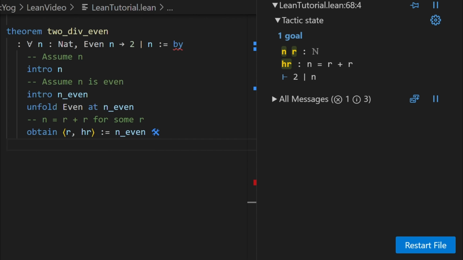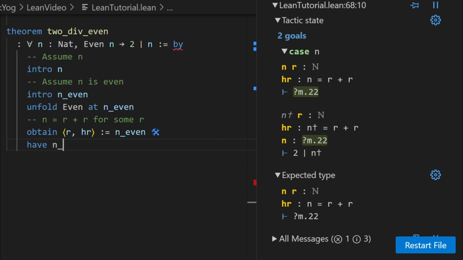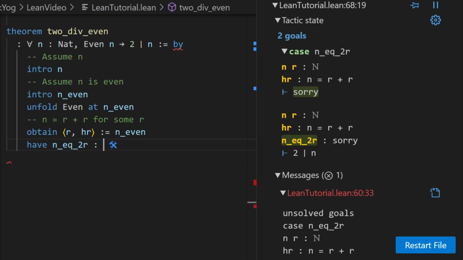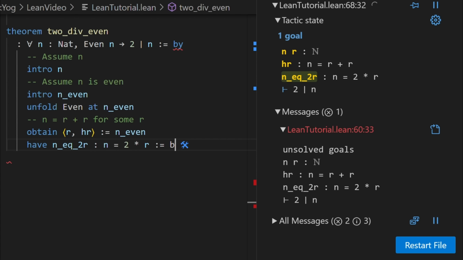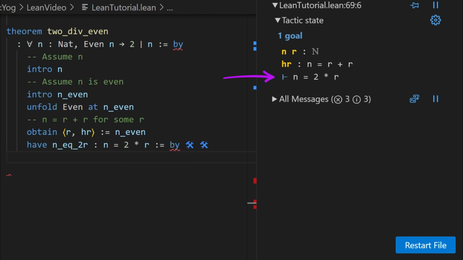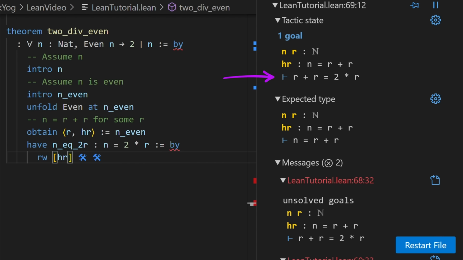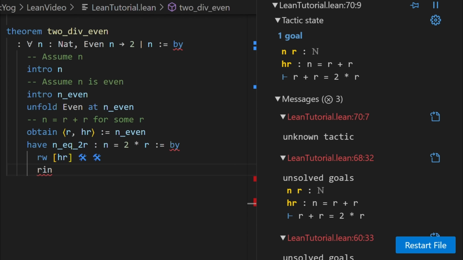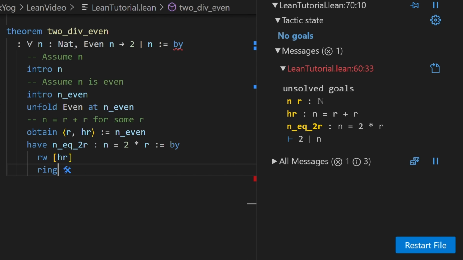We have almost solved this. Have n_eq_2r be a proof that n equals 2 times r. Our goal changes to this sub-goal. Rewrite hr in the goal to rewrite n as r plus r, and use ring to solve r plus r equals 2 times r.